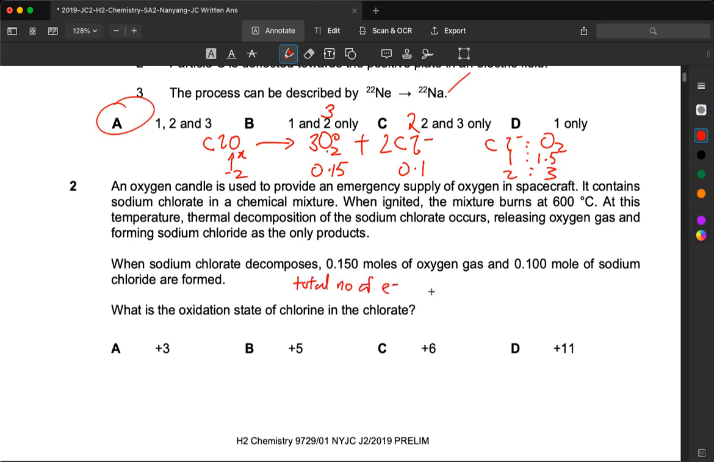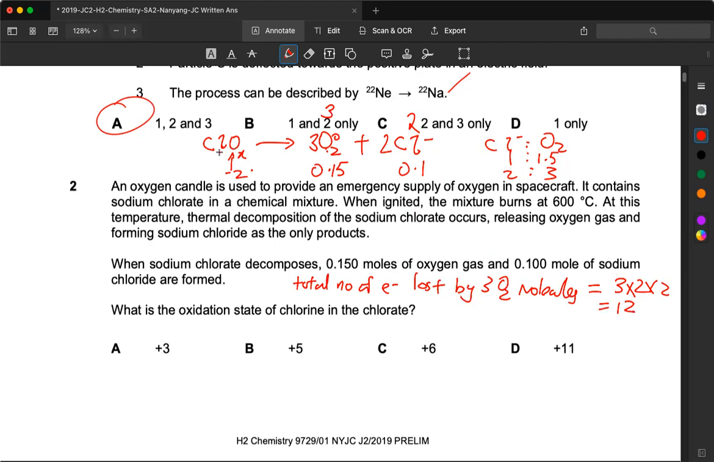So the total number of electrons lost: oxygen is being oxidized, so electrons are lost because you are increasing the oxidation state from -2 to 0. The number of electrons lost by 3 oxygen molecules, for 1 mole of this, is 3 mole. So we will have 3 times 2, times another 2 because it is O2. So you have 12 moles of electrons, 12 electrons transferred.